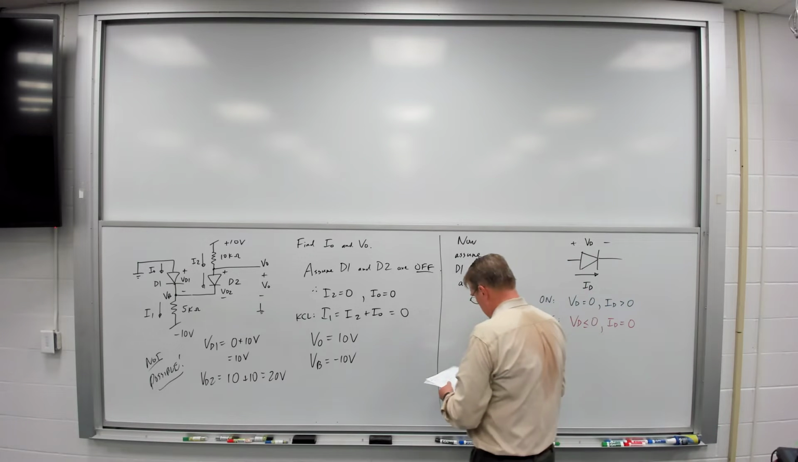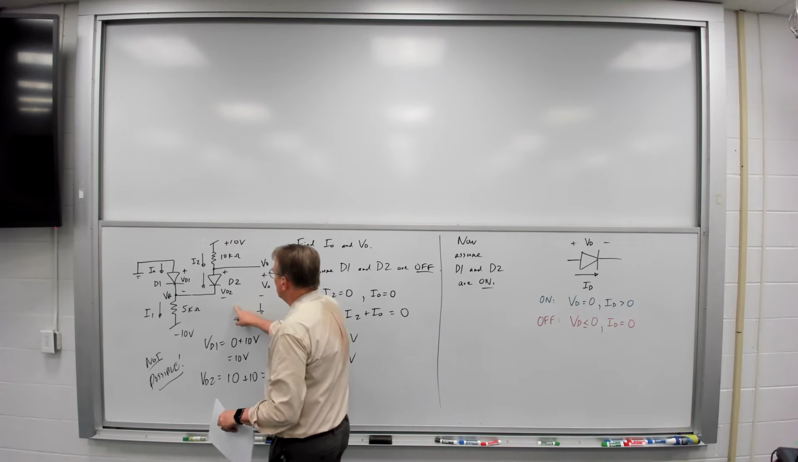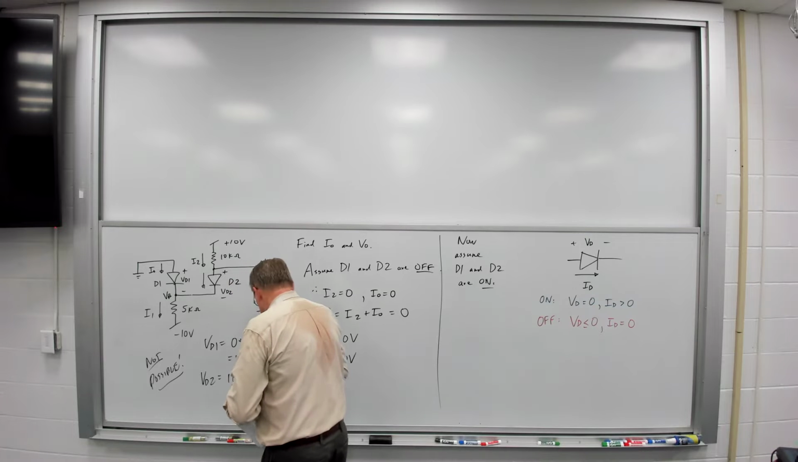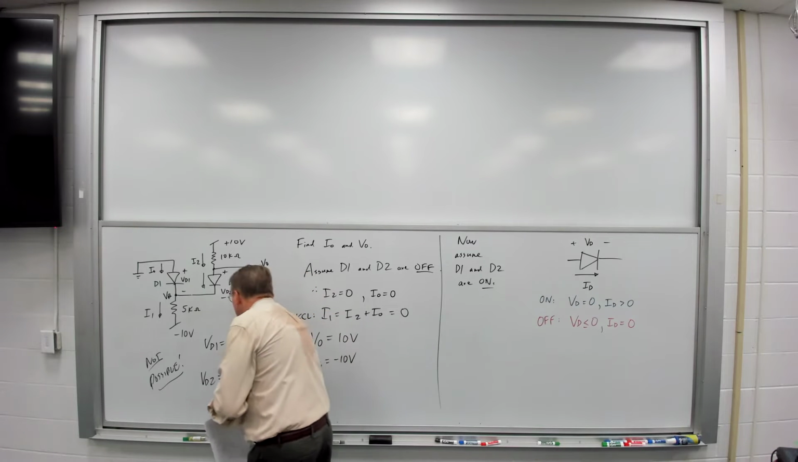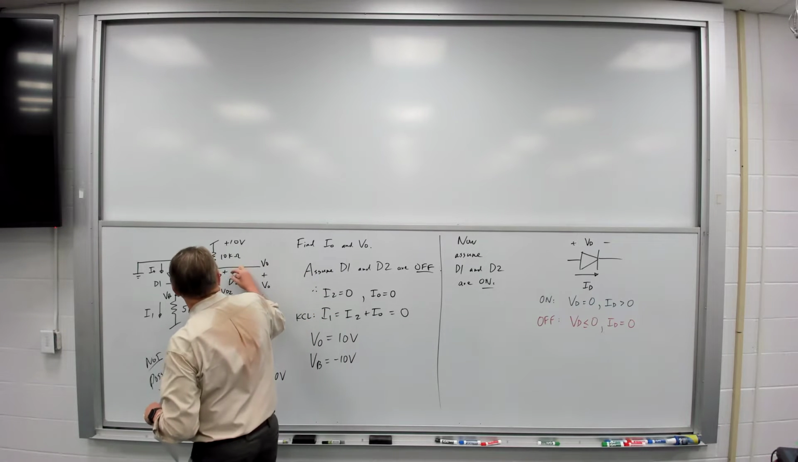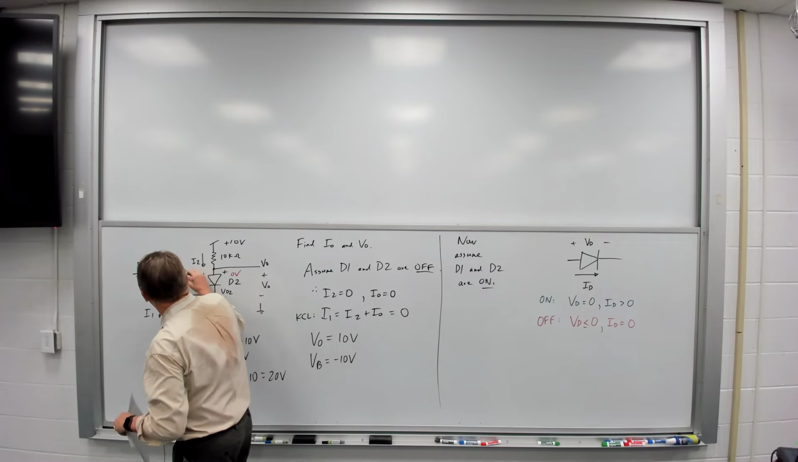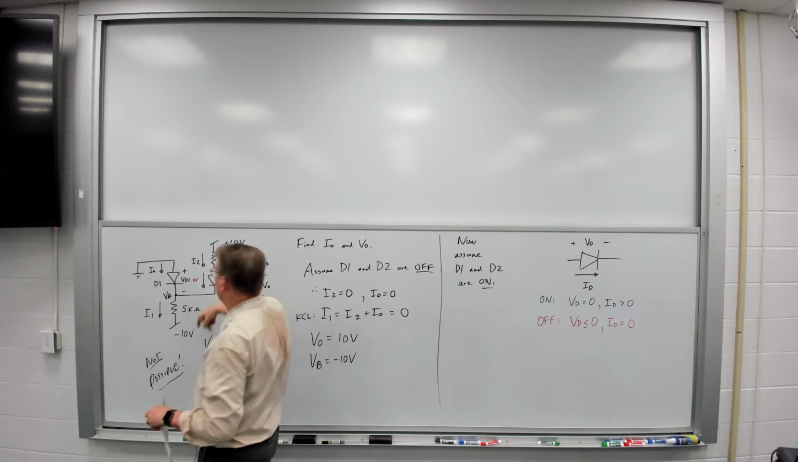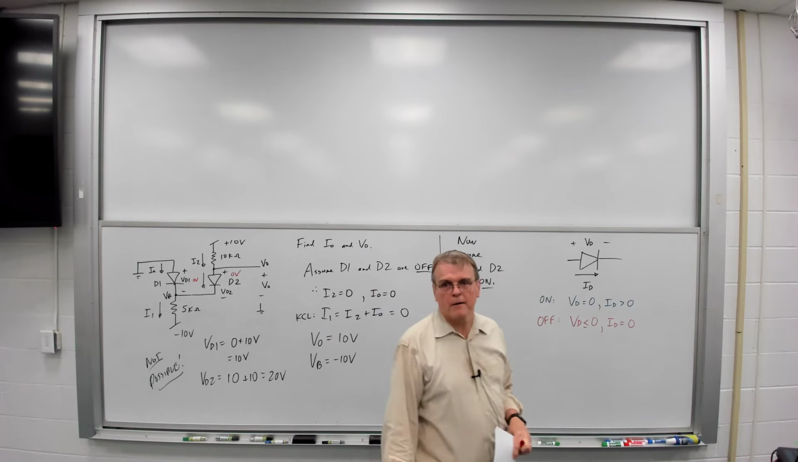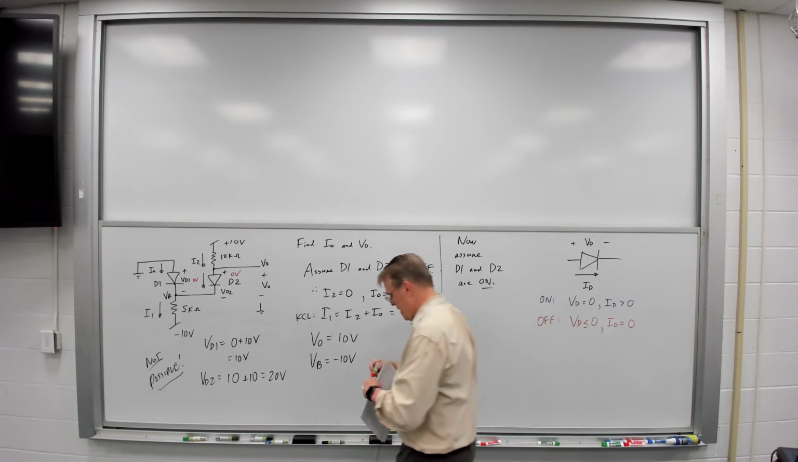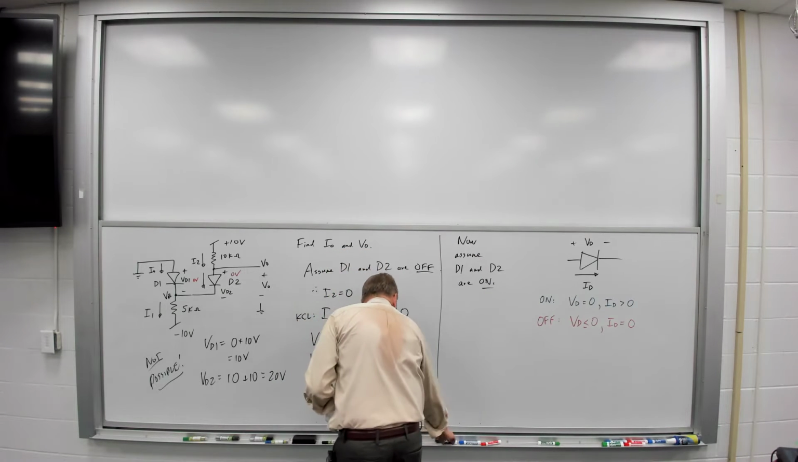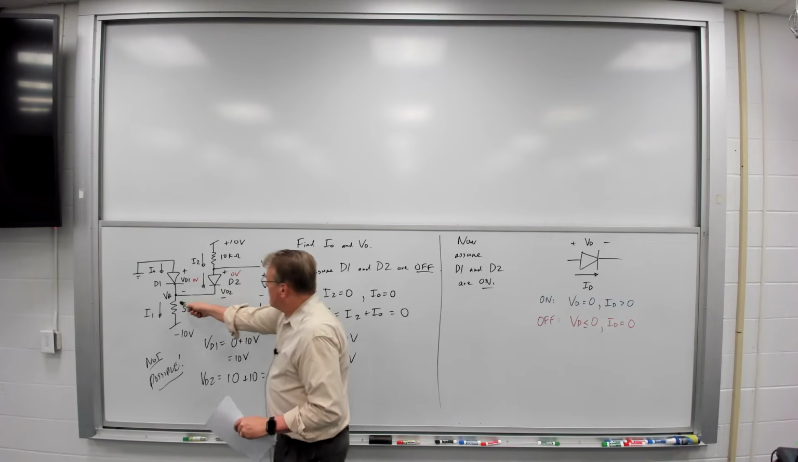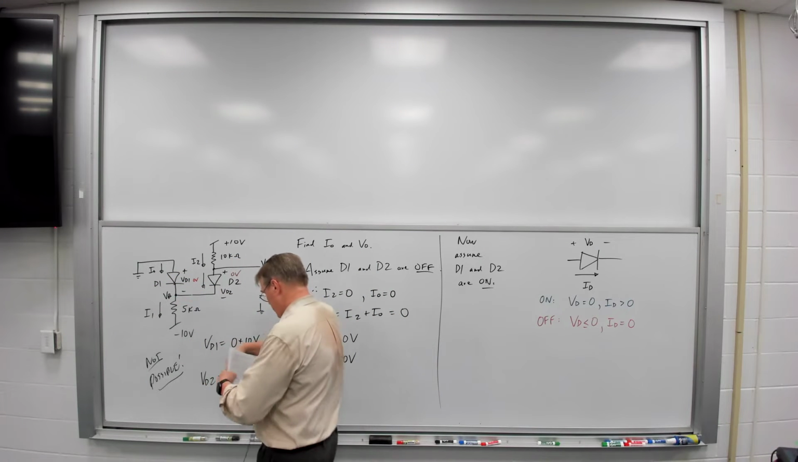In this case, if they're both on, that means I must have 0 volts across both diodes. They're basically like a wire. So what we have is VB must be equal to 0 volts.